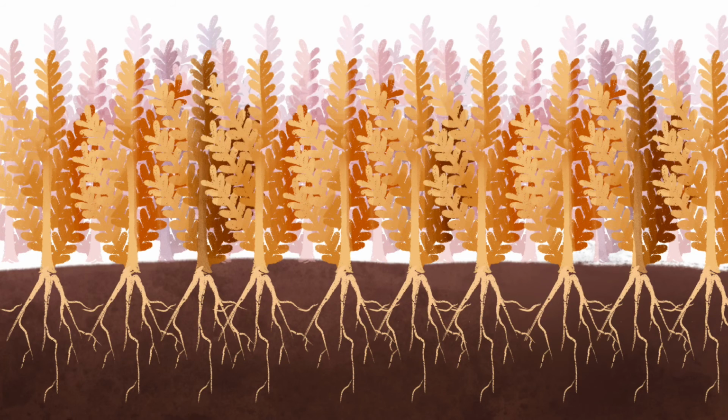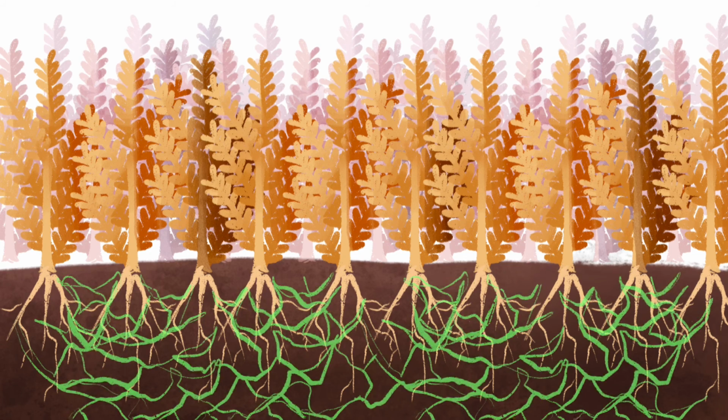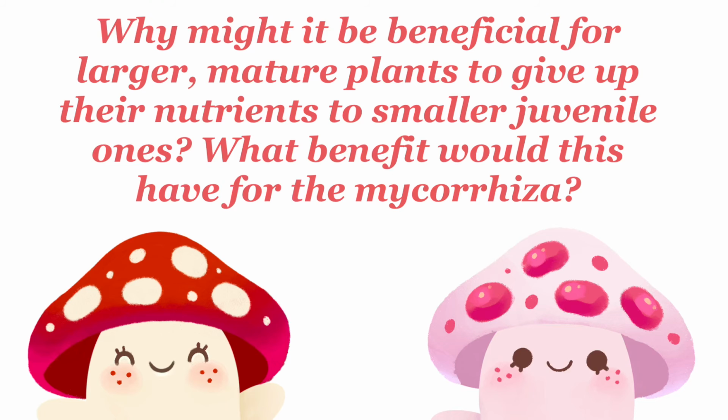This symbiotic relationship has even been researched for the purposes of human agriculture, since it has the potential to strengthen the root biome of our crops, as well as making them less susceptible to disease and more tolerant to a rapidly changing climate. The fact that plants will help one another through this kind of communication is certainly a plus as well. So, our question to you is this: why might it be beneficial for larger mature plants to give up their own nutrients to the smaller juvenile ones? What benefit would this have for the mycorrhizae?